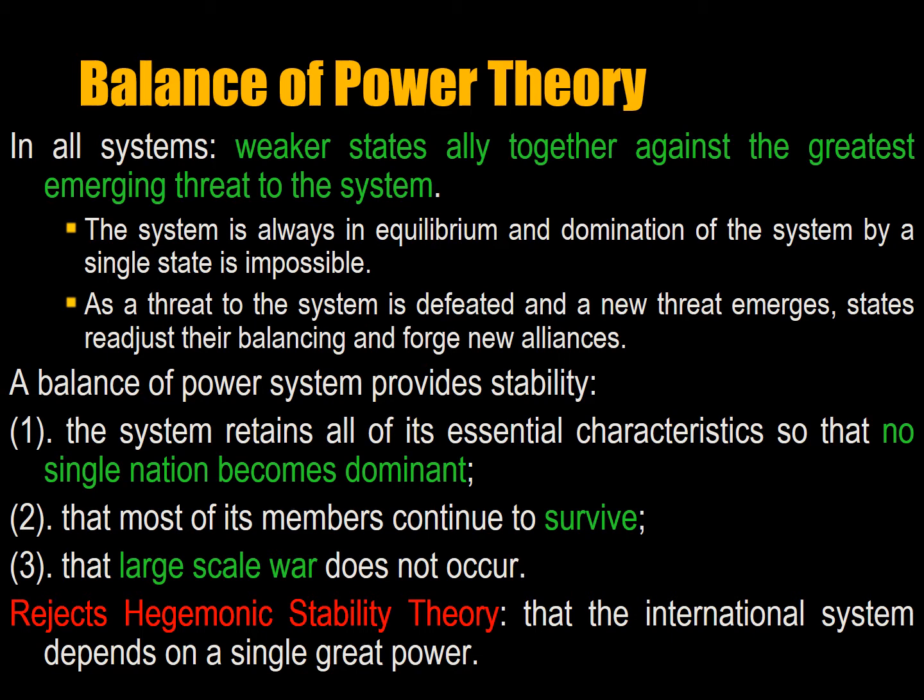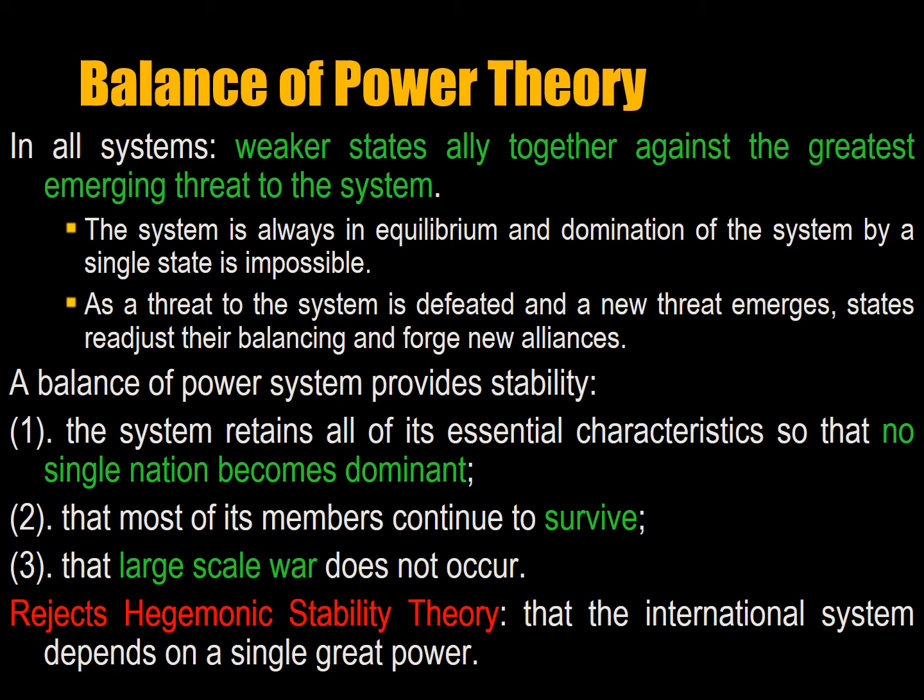A balance of power system provides stability in three ways. One, the system retains all of its essential characteristics of governance, like the laws of commerce and international institutions, so that no single nation becomes dominant. Number two, that most of the members continue to survive. Number three, that large-scale war does not occur.